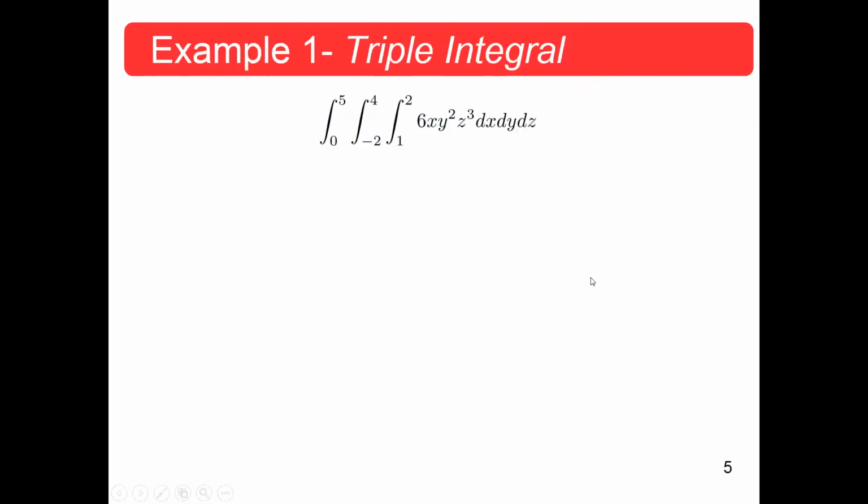All right, so we've just given a very brief review, a kind of introduction of triple integral. Now let's go to the evaluation. Example 1, triple integral. Even though it's a triple integral, the way we calculate it is the same as a double integral. So in this case, the integral from 0 to 5, from -2 to 4, 1 to 2, of 6xy squared z cubed dx dy dz. We start from the innermost part.